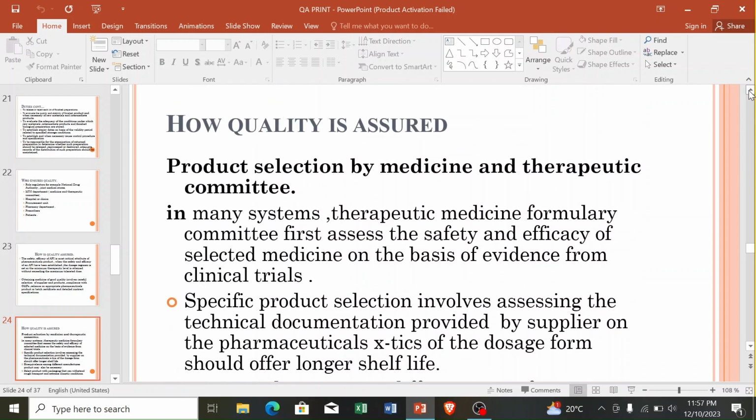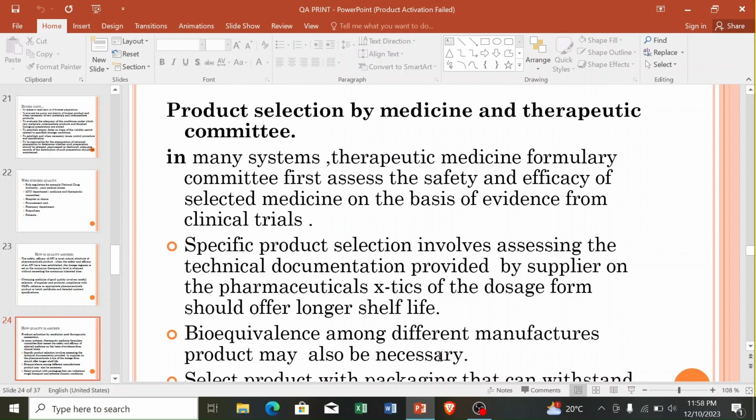However, we are continuing with how quality is assessed. One of the ways quality can be assessed is through product selection by the Medicine and Therapeutic Committee. In many systems, the Therapeutic Medicine Formulary Committee first assesses the safety and efficacy of selected medicine on the basis of evidence from clinical trials. Specific product selection involves assessing the technical documentation provided by the supplier on the pharmaceutical characteristics of a dosage form, which should offer longer shelf life.